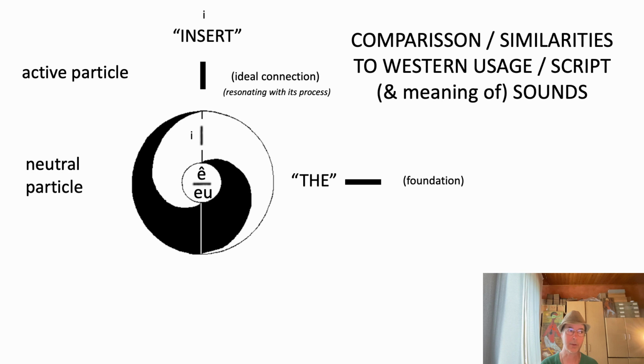It's not part of the process. You can do with it what you want, and you can put it into the process wherever you want. So this is the neutral aspect of it, and the activated aspect is the other. It's something else. It's the E, or in English we say the I. So it's the insert into the system, more or less the ideal connection to the system. It's the active particle compared to the A as the passive or neutral particle. This is the first basis that you can recognize there.